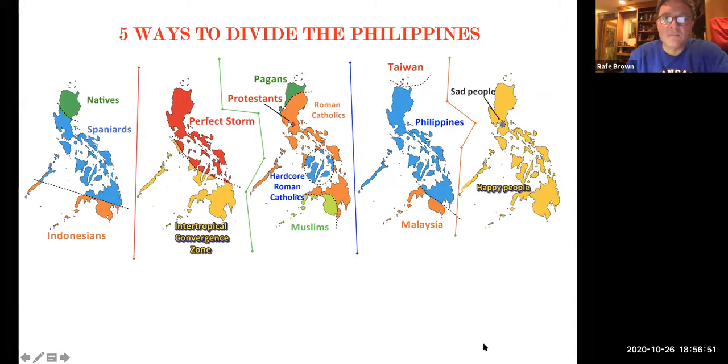There you go. Okay. Well, it turns out there are other ways to divide the Philippines as well. I just ran across this recently and thought it was pretty funny, with regard to the weather system, the prevailing religions, who's laying claim to the Philippines and the different groups, and then the difference between people who live in Manila and the rest of the country.